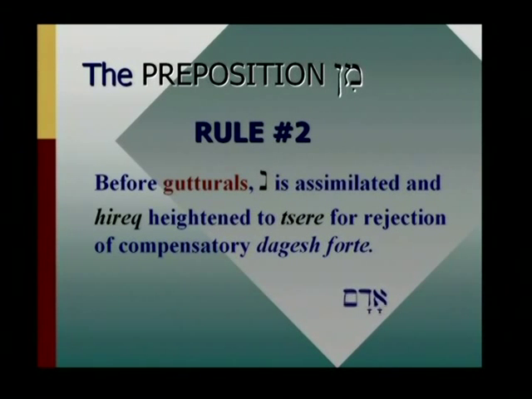Before gutturals, the noon is assimilated. The hirik is heightened to a tseri because the gutturals refuse, they reject doubling. So it's me-adam. Since you can't double the aleph, the hirik is heightened to a tseri. Me-regel. Me-hadar.